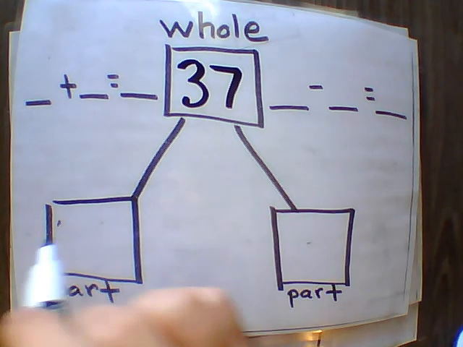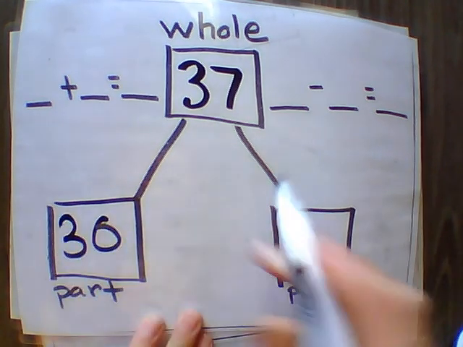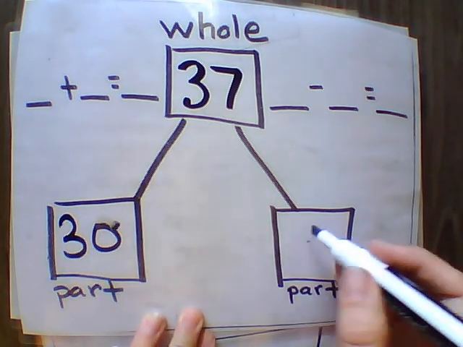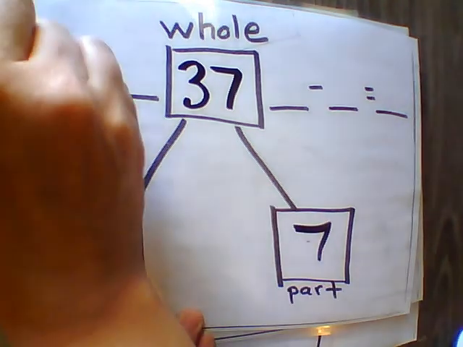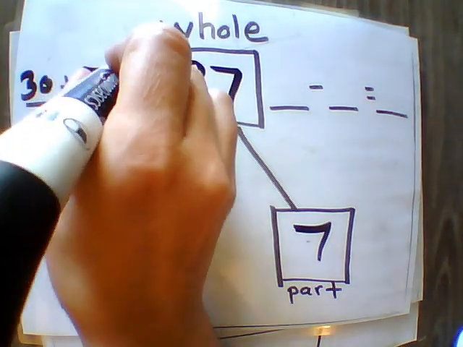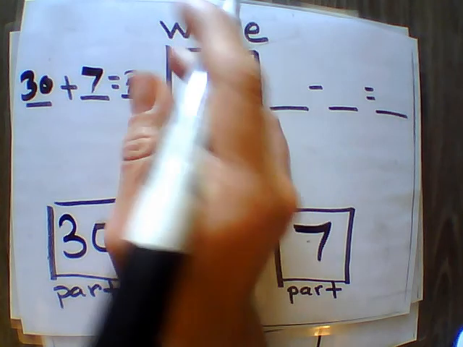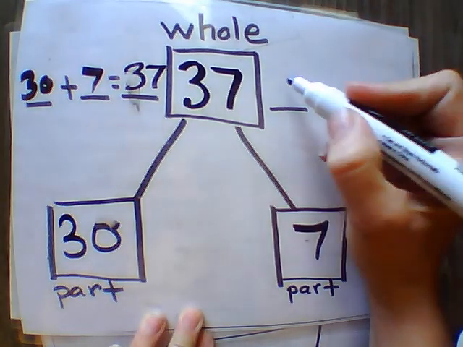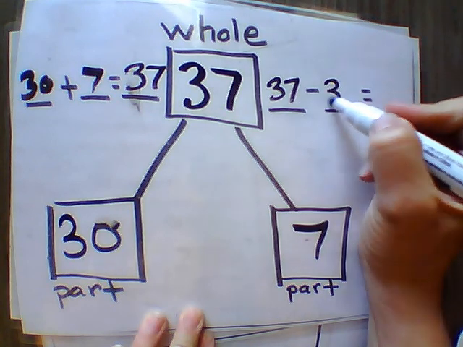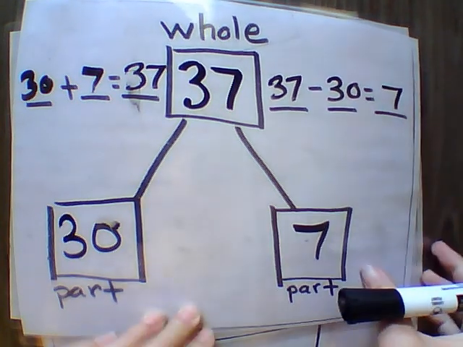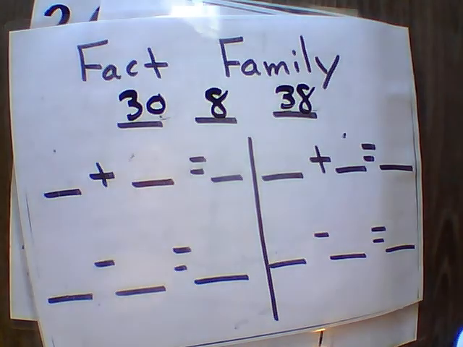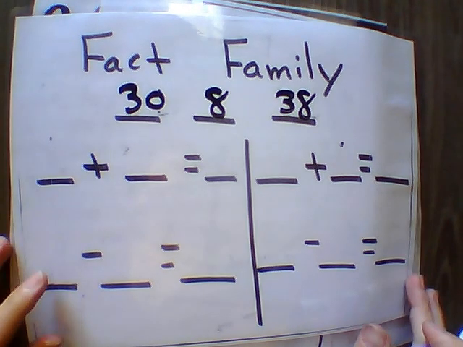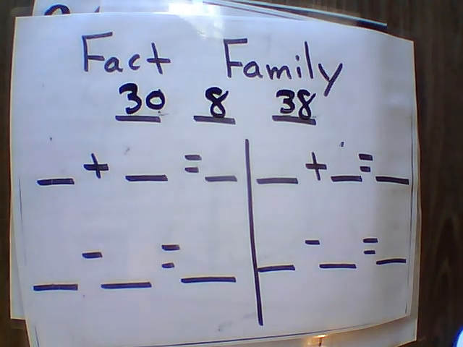And so 37, we've broken into 30 for 3 tens, and then the 7 ones. And then 30 plus 7 equals 37. 37 minus 30 equals 7. And then our fact family. So 38 and 38. Pause the video and do those now. Go.